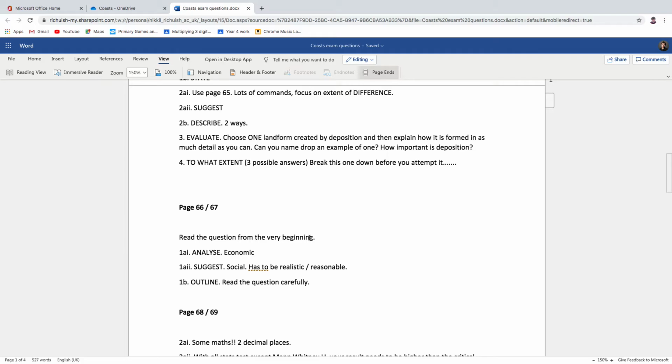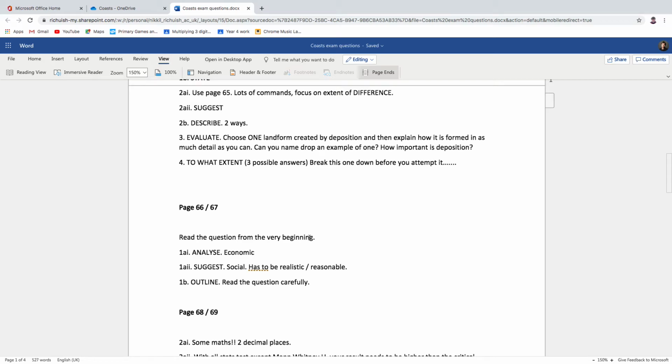Describe 2 ways, little trip hazard for you, stick to 2, in which coastal sediment is transported. So I think you need to choose the 2 that you could describe the best. So longshore drift would be a good shout. You could talk about traction, you could talk about suspension, you could talk about the wind and sand dunes. Doesn't matter, pick 2 that you think you can describe in lots of detail, and then try and say 3 marks worth of stuff about each one. Not too bad, is it?